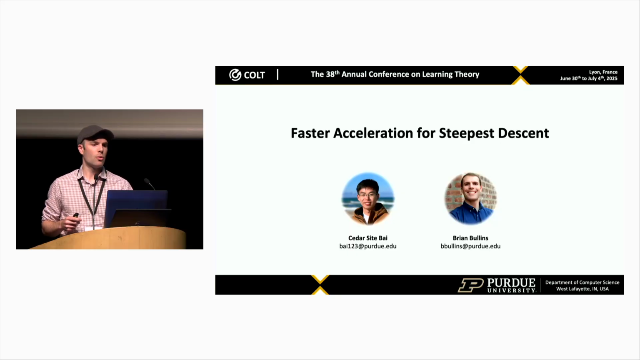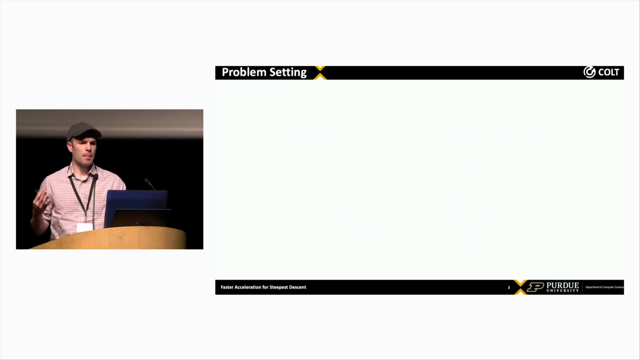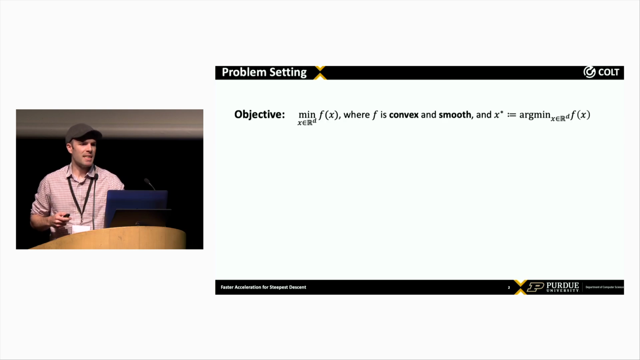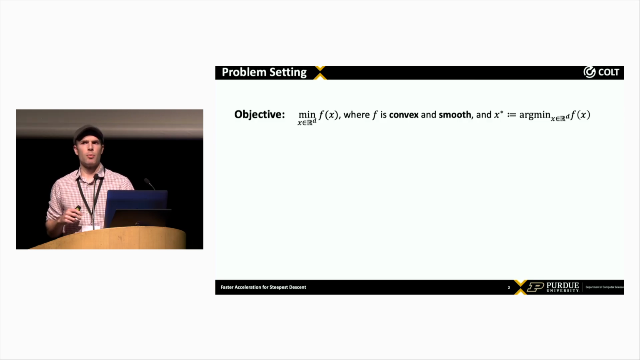It's Brian Bullins, and today I'll be speaking on our work about faster acceleration for steepest descent. This is joint work with my student, Sita Bai. So just to set things up, the problem setting that we will be considering is a very standard one. Specifically, we'll be looking at unconstrained minimization, where our function f is convex and smooth. And we'll consider a couple of different types of smoothness that I'll get into in just a minute. We'll also, throughout, let x star denote the argmin, as is a standard notational convention.